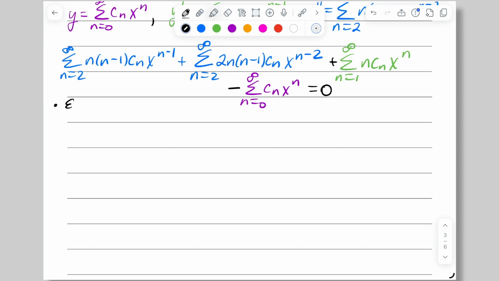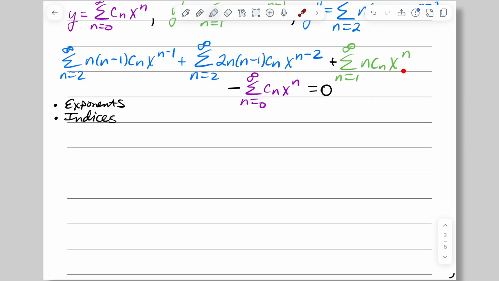As before, we're first going to make the exponents match, and then we're going to make the indices match. I'd like you at this point to go ahead and do that. Make the exponents match, make the indices match, and then write down the recurrence relation if you can get that far. Then come back and we'll compare notes.